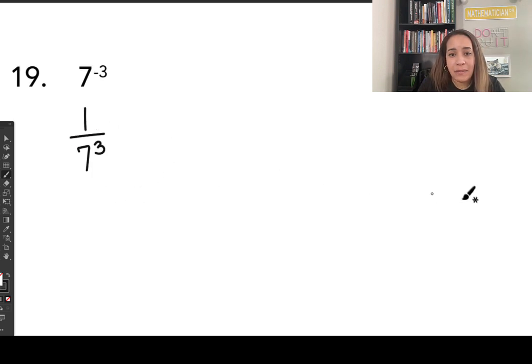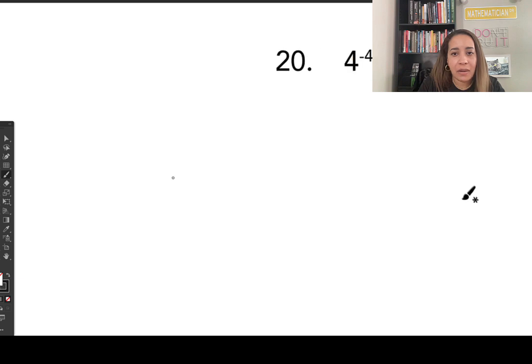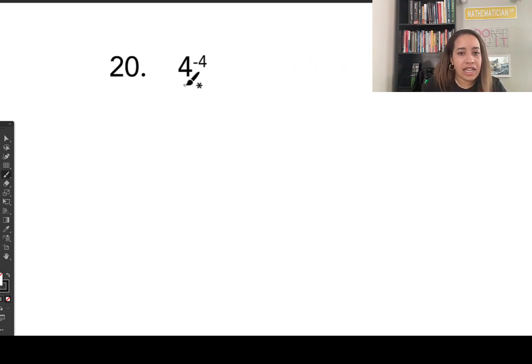We will do the same thing to simplify number 20. Whenever we see a negative exponent, we always need its reciprocal. So that means I'm putting a 1 up top. The reciprocal of 4 is 1/4. So my final answer will just have a +4 as its exponent in the denominator.